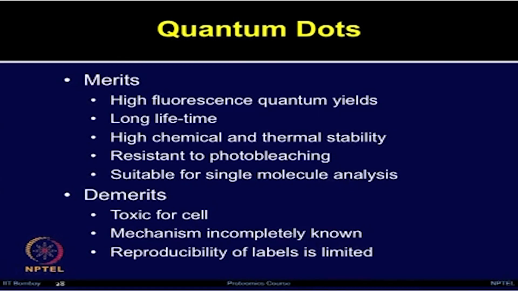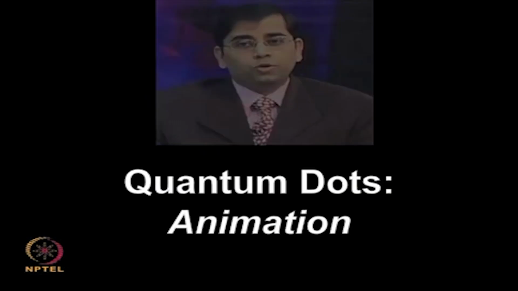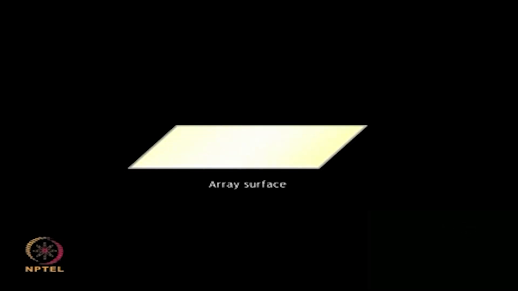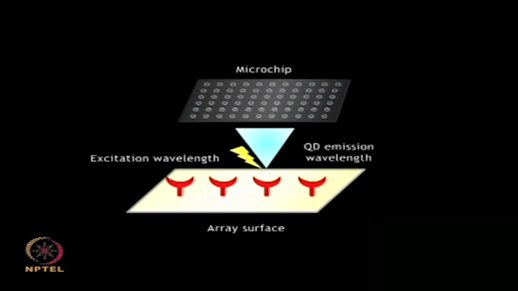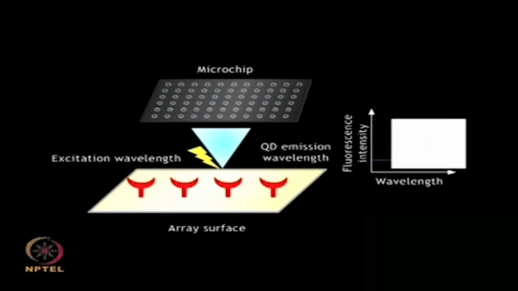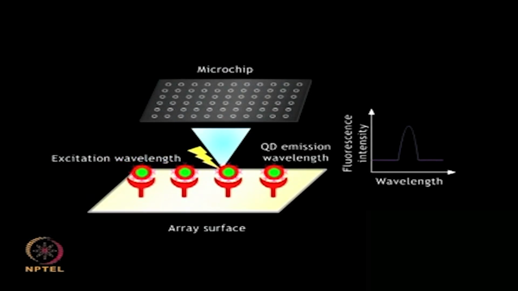So, more advanced research will definitely make them more widely applicable for different applications. Let us now look at this animation of quantum dots. The changes in the emission wavelength upon binding to the antibody conjugated quantum dots are recorded by the microchip and used for detection of various biomolecules. Quantum dots are capable of detecting molecules down to femtomolar levels and provide significant advantages over conventionally used organic fluorophores.